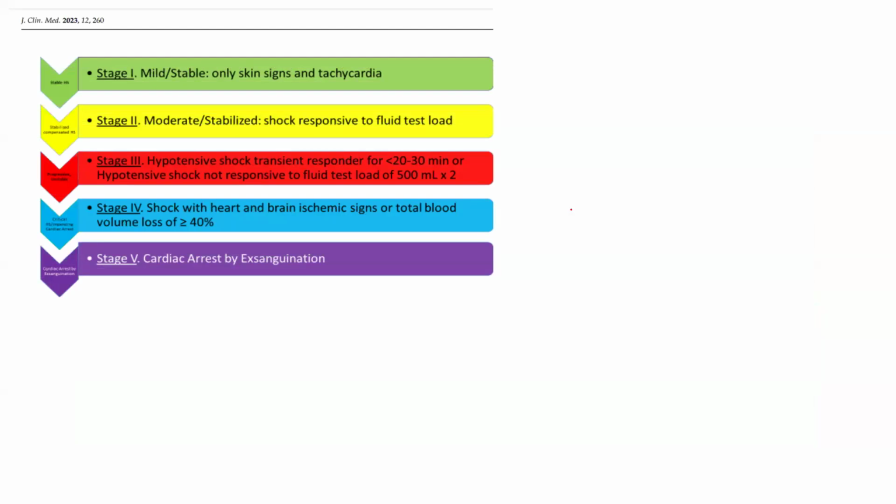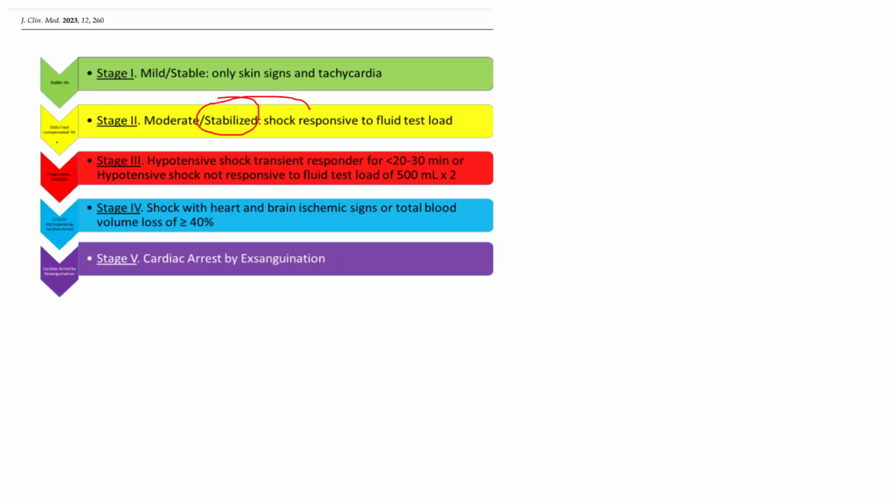Stage 1 is a mild or stable type of hemorrhagic shock. The patient's hemodynamics can be balanced by the compensatory mechanisms of the body, and no external supplementation would be necessary. Probably it's a very mild blood loss. If the patient goes into stage 2, usually some mild fluid challenges would be sufficient to stabilize the patient, and that's the reason they come under the stabilized type of hemorrhagic shock.